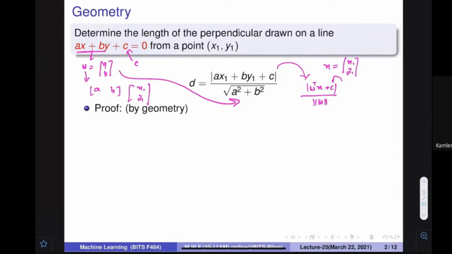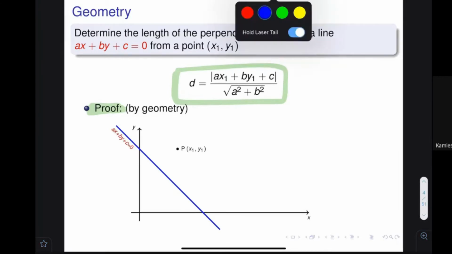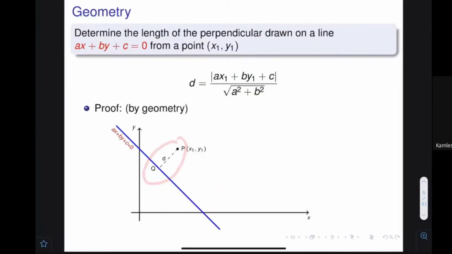All right, so let us try to find a proof, because we have just written this equation. How did this equation come? We want to understand. Let's assume that you have a line ax + by + c = 0, and there is a point P (x1, y1), and you want to find the distance. Let me draw a line and say that the foot of this particular perpendicular is Q, and this distance is d. Our objective is to find d.